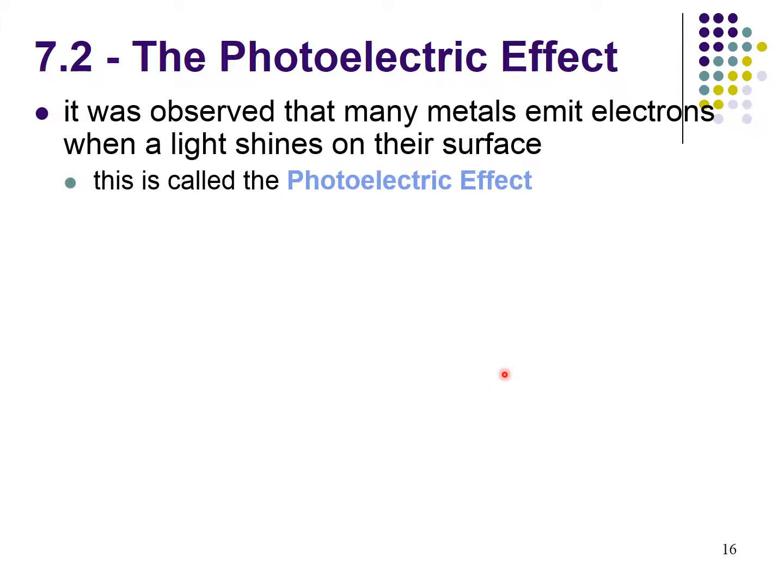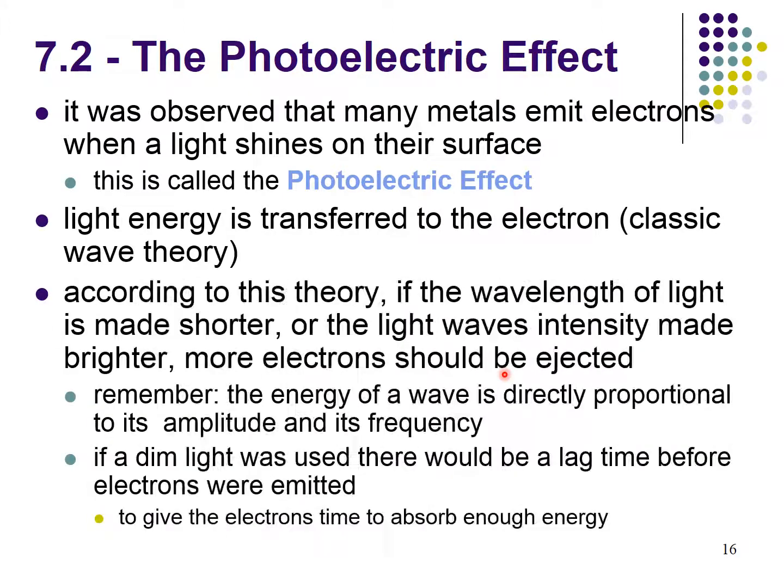We're going to talk about the photoelectric effect, which now is going to incorporate our electrons. The photoelectric effect says that when we shine light on a metal surface, electrons get ejected. And the idea here is that the energy of the light is directly related to its amplitude, its frequency, and indirectly related to its wavelength.